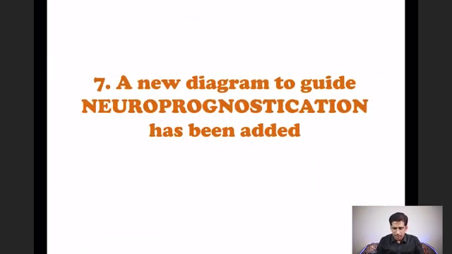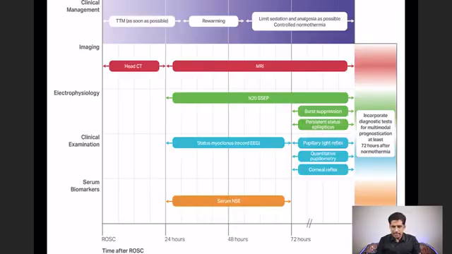Now, coming on to the next update. A new diagram to guide neuroprognostication has been added. So this is the diagram. On the x-axis, you can see the time after ROSC, and on the y-axis, you can see different parameters like clinical management, imaging, electrophysiology, clinical examination, and serum biomarkers. Now we'll see one by one.